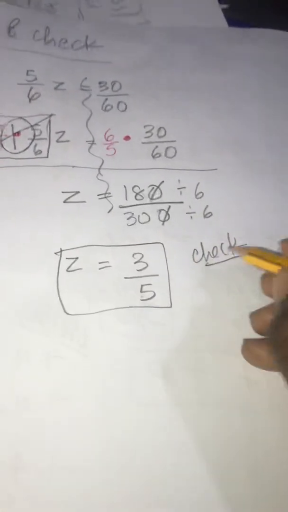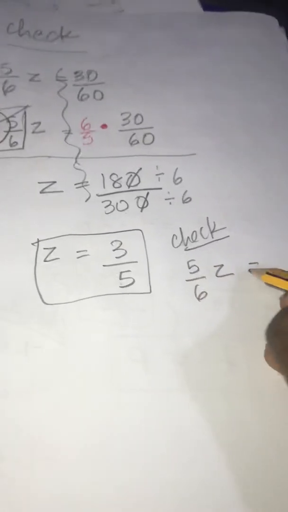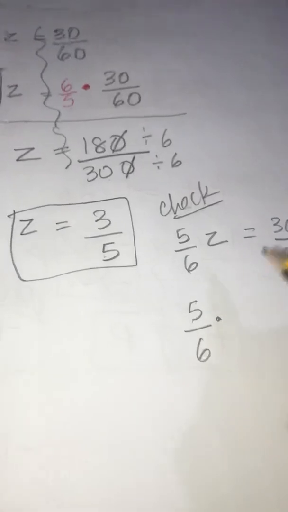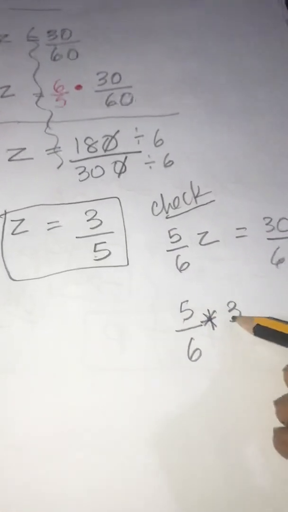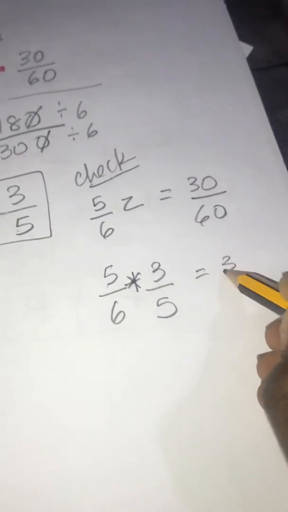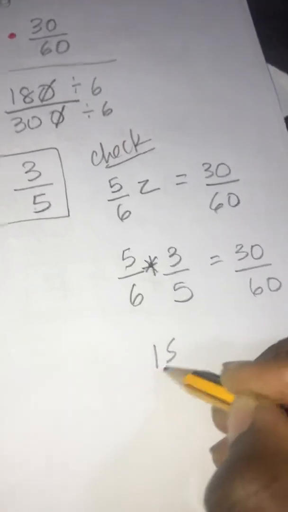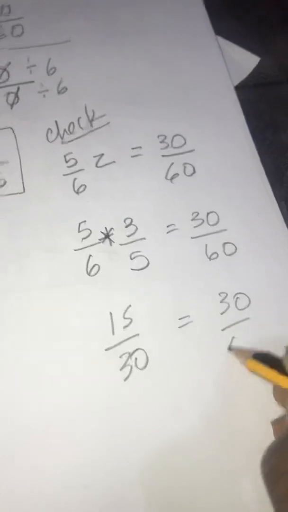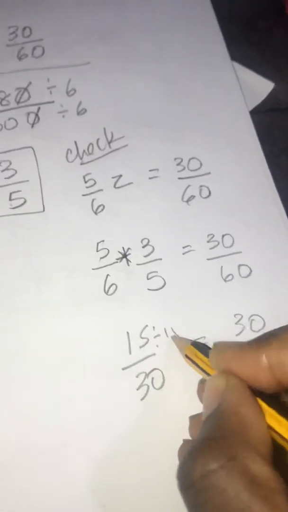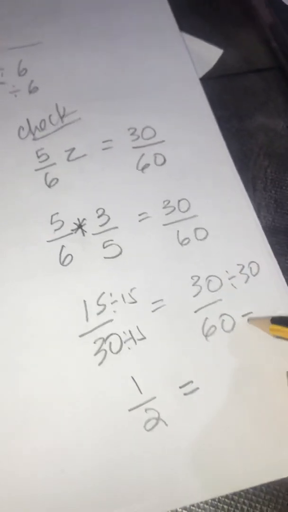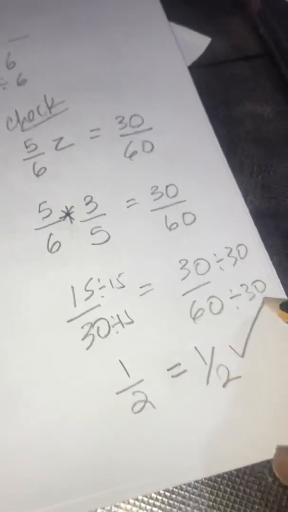Okay? And then you do your check. 5 over 6 Z equals 30 over 60. Then you will do 5 over 6 multiply 3 over 5 equals 30 over 60. All right, what do I get? 15 over 30 equals 30 over 60. If you simplify this, divide by 15, divide by 15, you will get 1/2. If you simplify this, divide by 30, divide by 30, you will get 1/2, and that is correct. Okay?